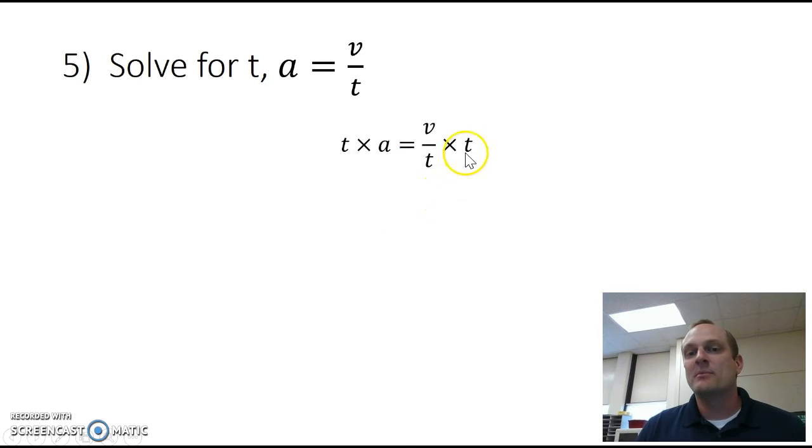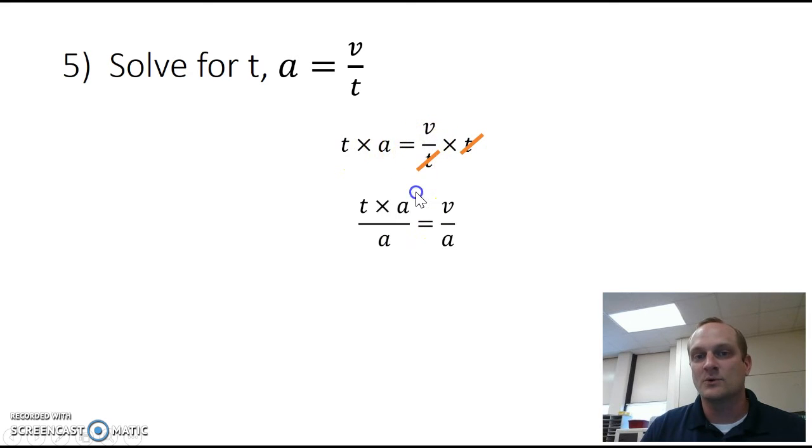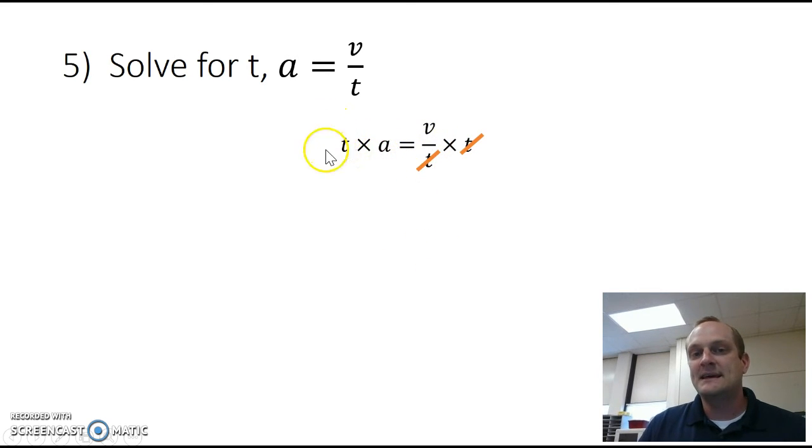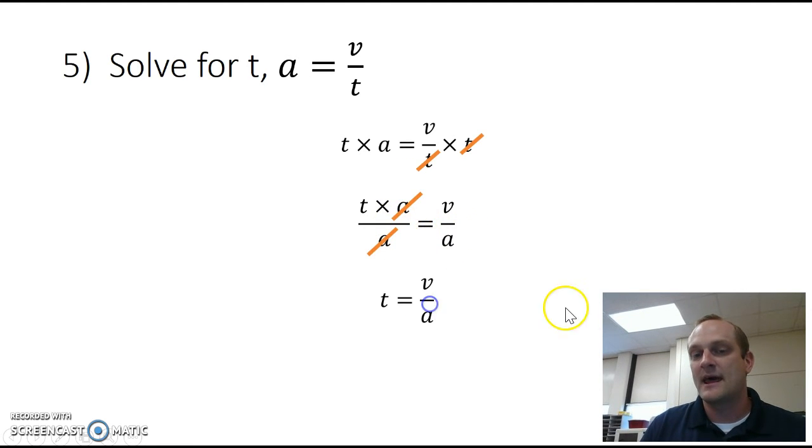So I'm going to multiply both sides by t to start off with, and the t's will cancel on the right-hand side. I've got a t on bottom, multiplying by t, those two will cancel. So I've got t times a equals v, right? Well, now I need to get rid of the a. Like I said, I wanted t in the numerator, but I also want it by itself. So if t is being multiplied by a, I'm going to divide by a. I'm going to divide both of those sides by a. And the a's cancel out on the left, and I'm left with t equals v over a.